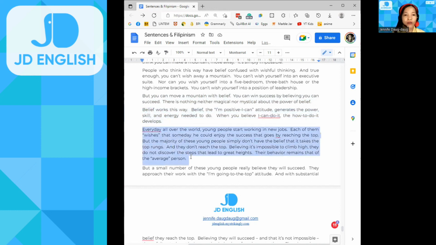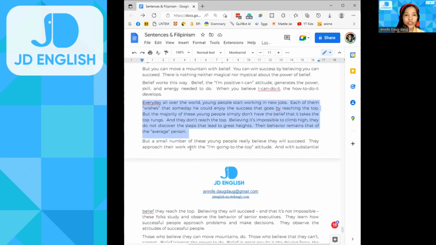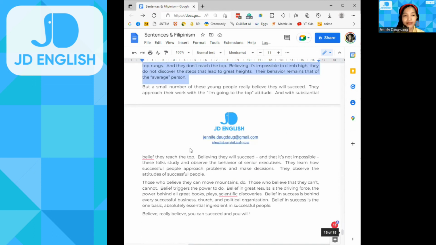Every day, all over the world, young people start working in new jobs. Each of them wishes that someday he could enjoy the success that goes by reaching the top. But the majority of these young people simply don't have the belief that it takes to reach the top rungs, and they don't reach the top. Believing it's impossible to climb high, they do not discover the steps that lead to great heights. Their behavior remains that of the average person.